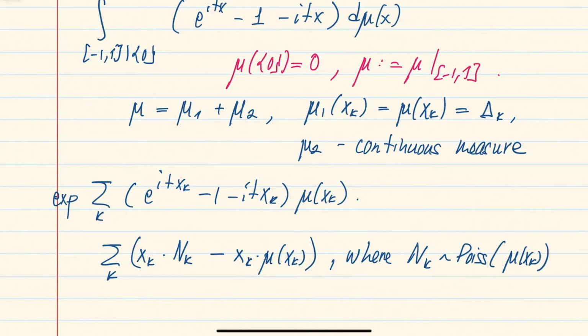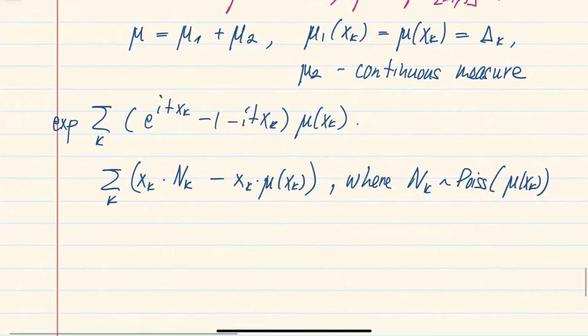Right? The constant xk times mu of xk just appears there in front of it, and then the characteristic function of the Poisson is exactly of this form. Now, of course, in this sum, we assume that all these Poissons are also independent. So the characteristic function of the sum will be a product of characteristic functions, just like above. So this series formally matches this function as its characteristic function, and so we just need to notice that this series is indeed well defined.